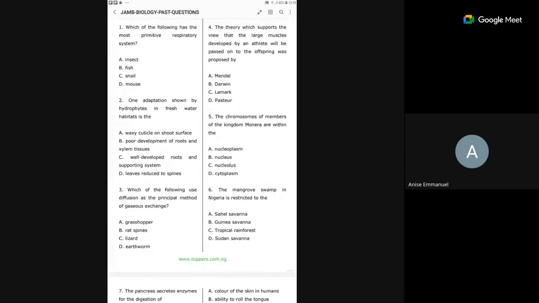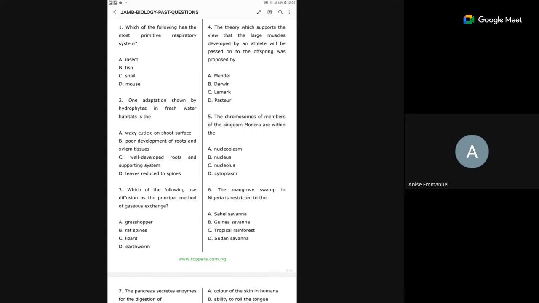Monerans have a peculiarity: they don't have a definite nucleus. In that case, the nuclear material, like the chromosomes and the likes, are found within the cytoplasm. So the answer to number five is cytoplasm. The chromosomes of monerans are found within the cytoplasm.